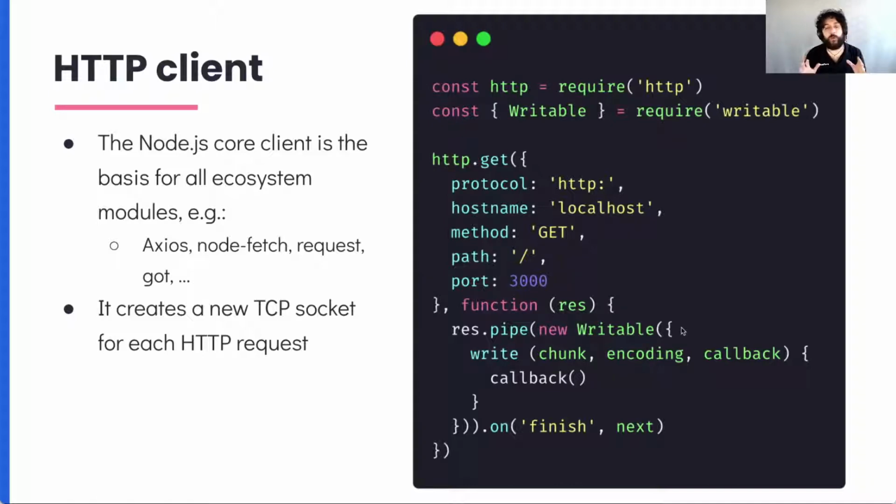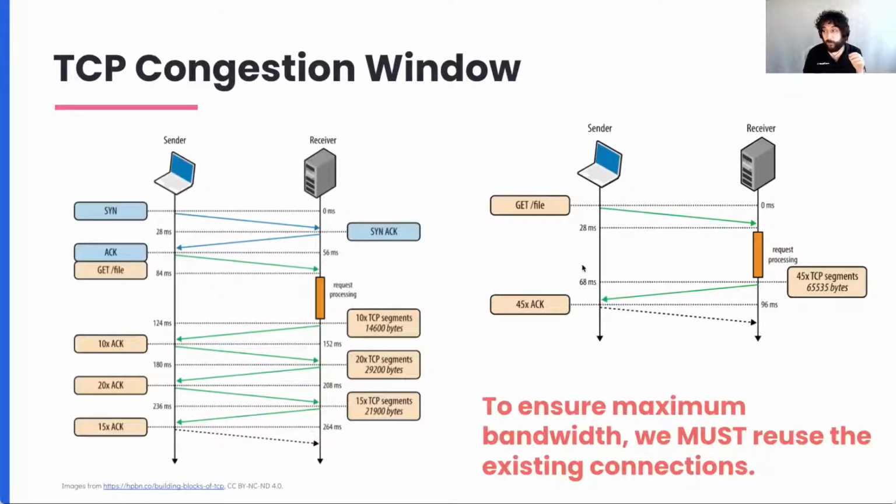Note that this system by default allocates a new TCP socket for every HTTP request. So one new socket for every request, and we dispose of it. This is not efficient. We'll see that this is not efficient because creating a socket involves several round trips.